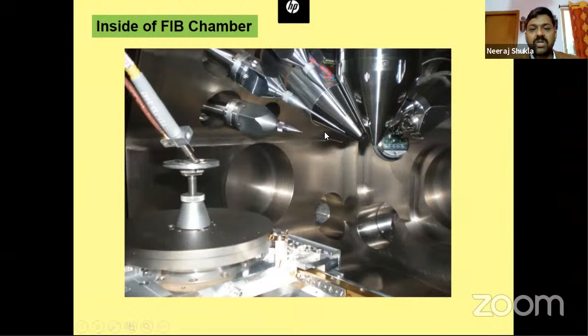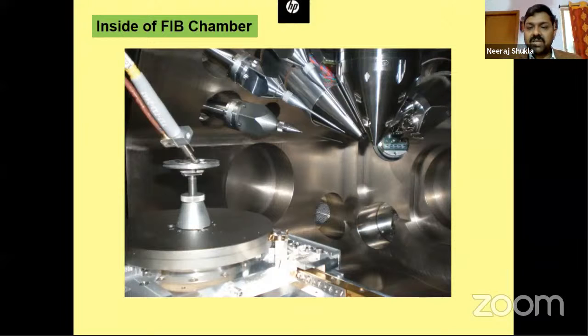You can deposit gold, tungsten, platinum, and silicon dioxide. You can also have gas-assisted etching of certain materials which are very tough to machine, like steel and other materials.